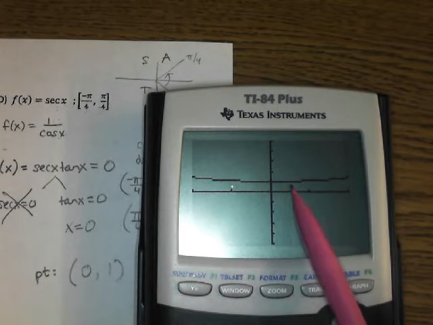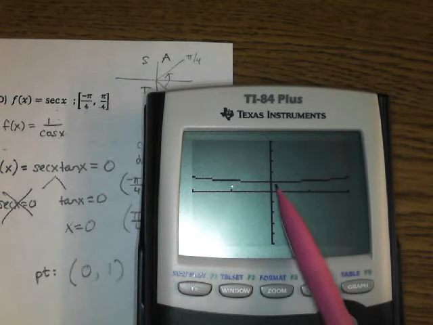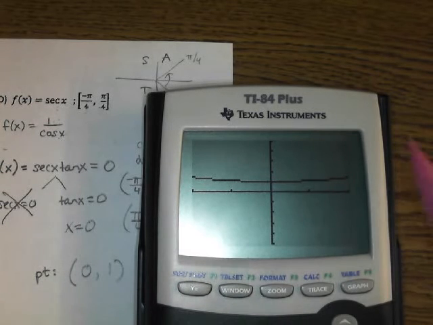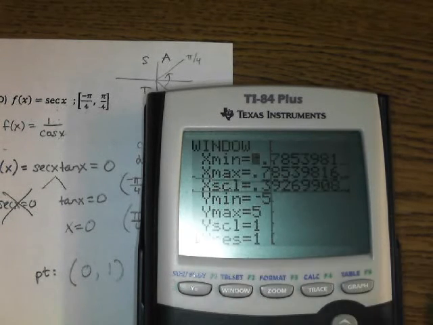I'm just going to do this, negative 2 pi to 2 pi, just so, as a reminder, we see what our overall secant graph looks like. But we were so narrowed in right here just a moment ago that that's all we were seeing.